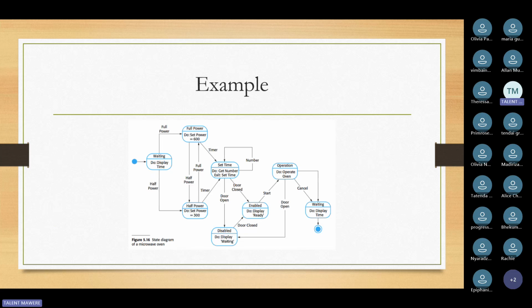This is a typical example of a state diagram. We are saying that we are waiting for the stimuli. So what will be displayed there is just the time, the local time. If a user presses full power, the power is set to 600. Otherwise, if a user presses half power, the power is set maybe to 300.